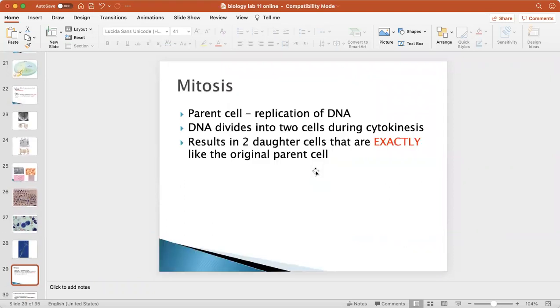In mitosis, the parent cell will start with a replication of DNA, and the DNA divides into two cells during cytokinesis, which means the splitting of the cell. And it will result in two daughter cells that are exactly like the original parent cell.